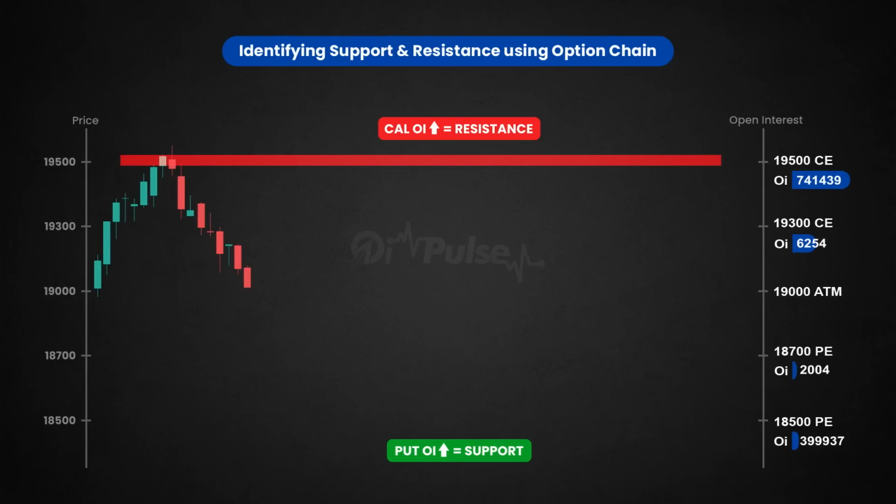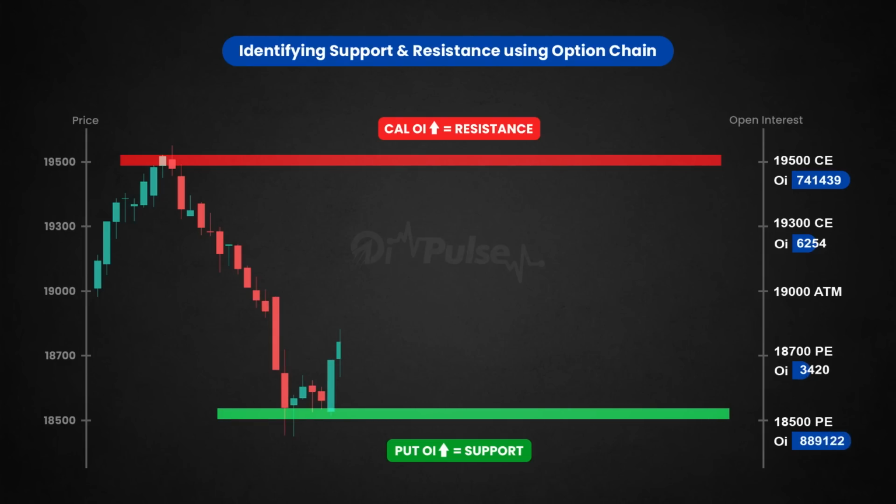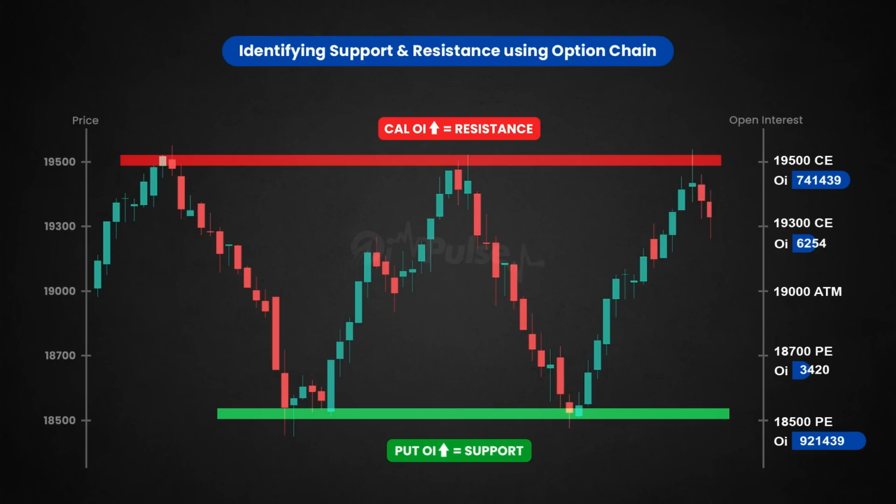And whenever the put open interest is increasing and it has the highest open interest, that will act as a support. Meaning the big players are betting that the market will not go below that, so they are writing higher open interest in that particular strike. So the overall open interest analysis of the option chain is being done from the seller's perspective. So we are finding where the highest open interest creation is happening, and we are marking those zones as support and resistance zones.